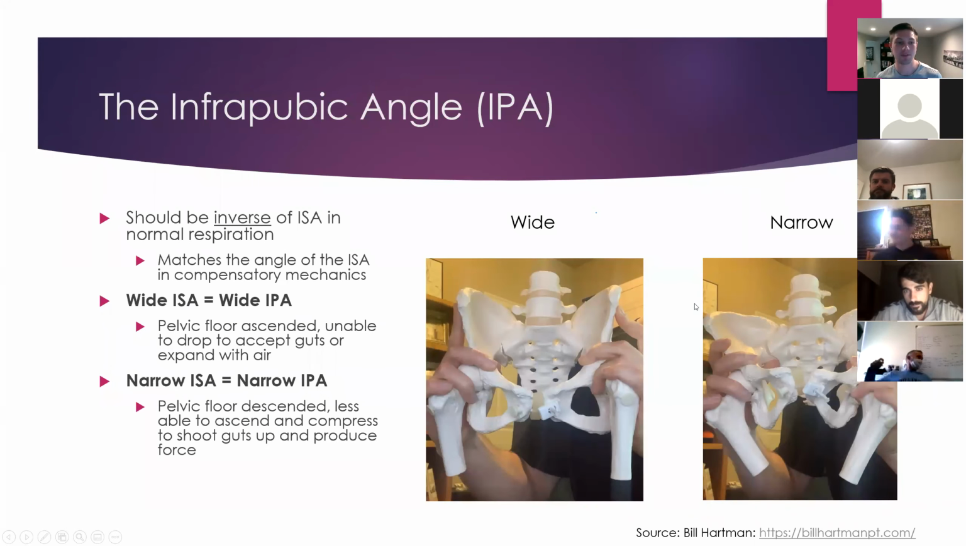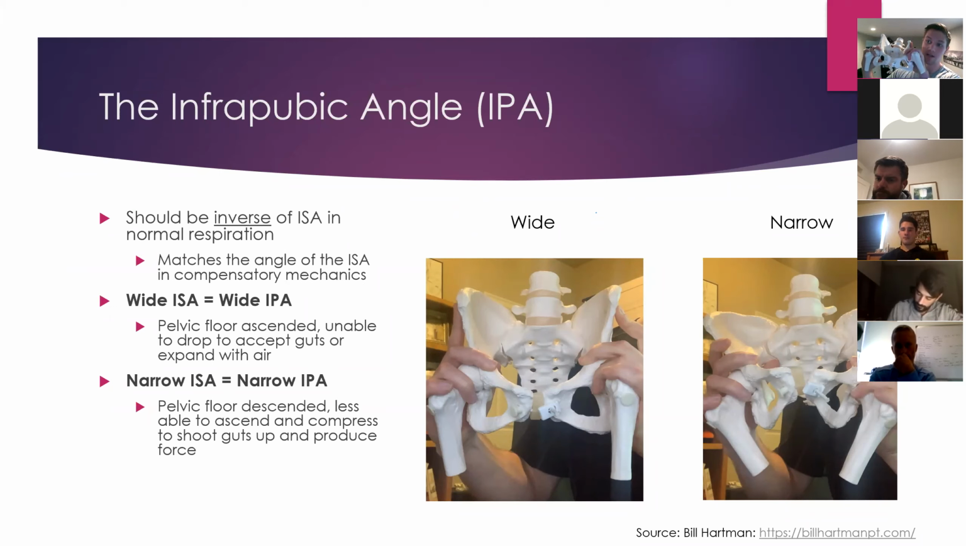The infrapubic angle. So in normal respiration, in normal circumstances, we should see this be the inverse of the ISA. So think about it like this. When we inhale, the ISA comes apart, and then we go into counternutation within our sacrum. So this angle closes. So it would be the inverse. But when we're stuck in these biases, we tend to have the same. So a wide infrasternal angle individual who's biased towards more compression within their pelvis is going to have a wide infrapubic angle. And then the same thing is going to go for the narrow.